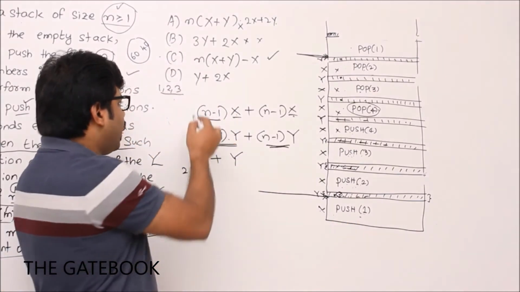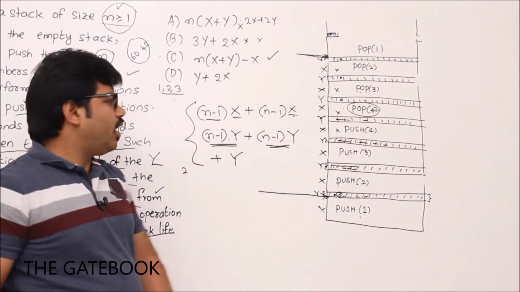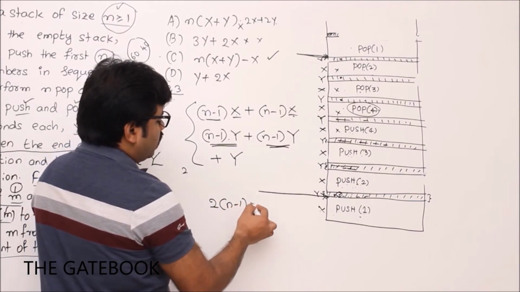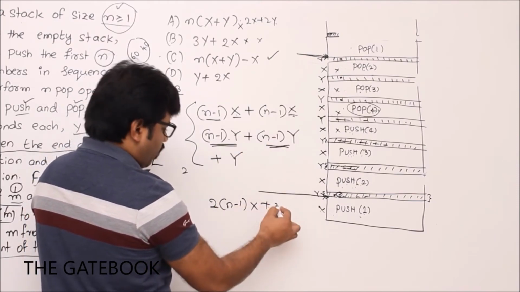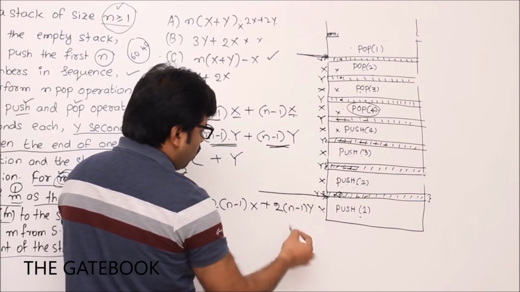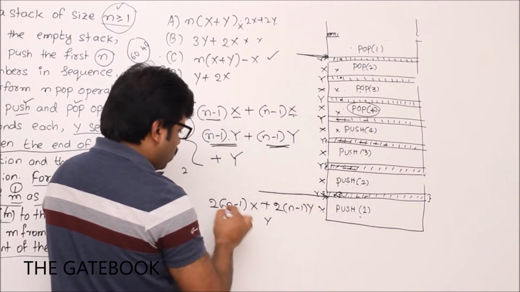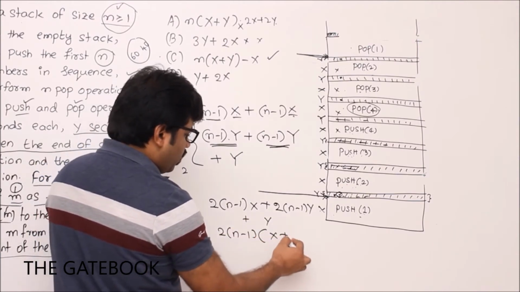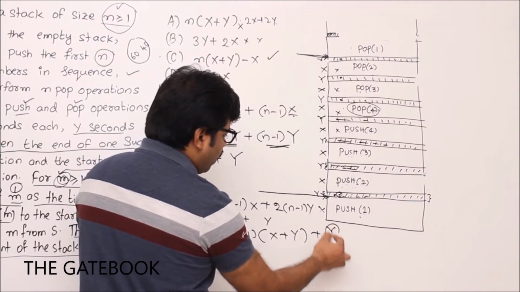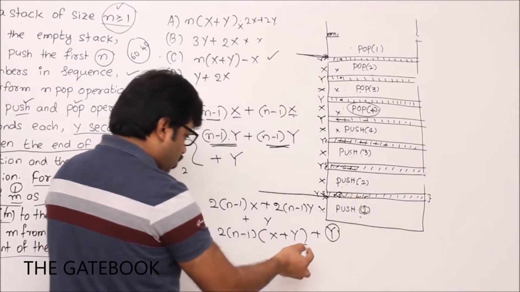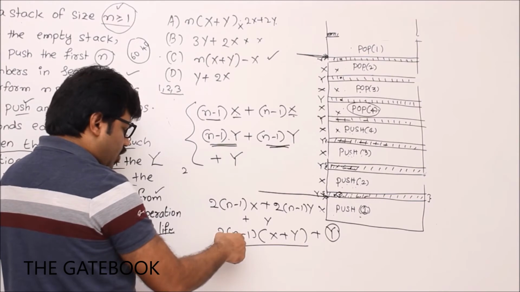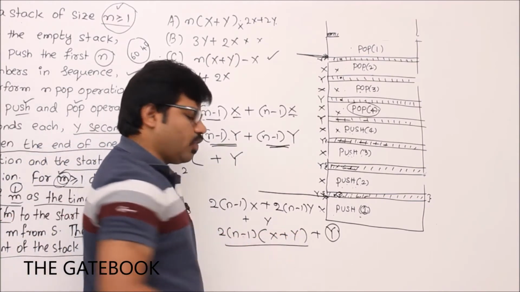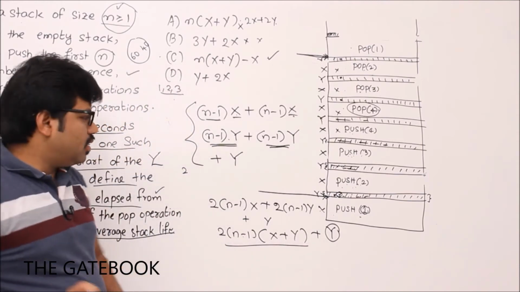Okay. So this entire thing is the lifetime of element 1. Now you can observe the formula. What is that formula? 2 into n minus 1 x, isn't it? Plus 2 into n minus 1 y plus one more y. Let's remember it like that. If I take 2 into n minus 1 common, then it will be 2 into n minus 1 times x plus y, plus one more y. This y's significance is element 1's delay. So in this 2 into n minus 1, there are n minus 1 elements. They cause 2 times delay because while pushing and popping, exactly x plus y. Understand? So just remember this in mind.